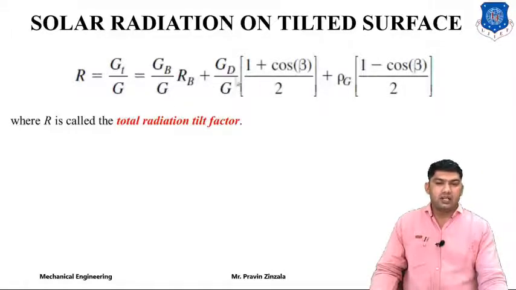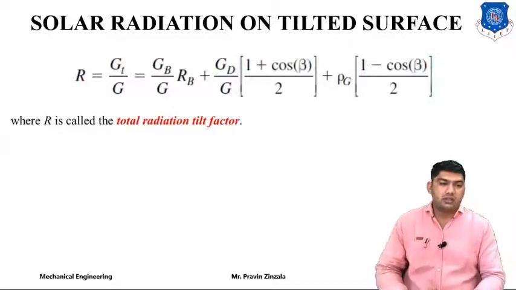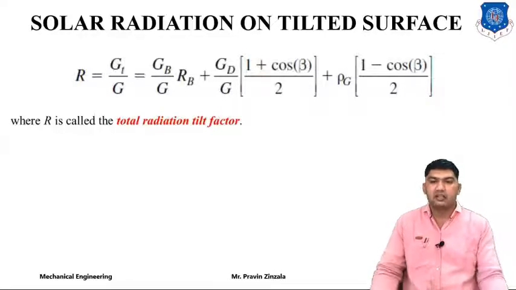So this is the beam radiation tilt factor, this is the diffuse radiation tilt factor, and this is the reflected radiation tilt factor. So we can also say that the total tilt factor is nothing but the summation of the tilt factor of beam radiation plus diffuse radiation plus reflected radiation. So this is the final equation for the tilt factor for total radiation.